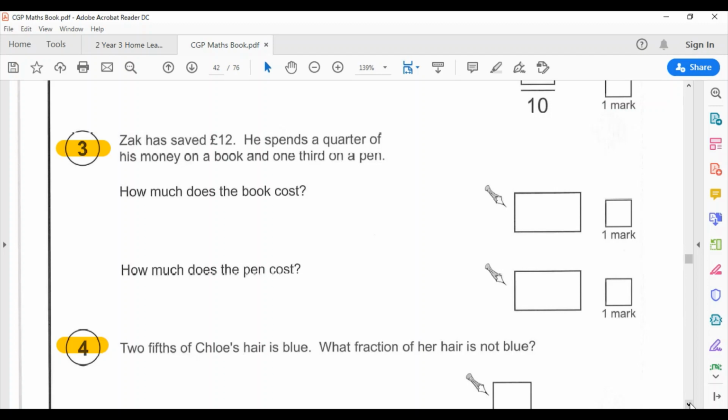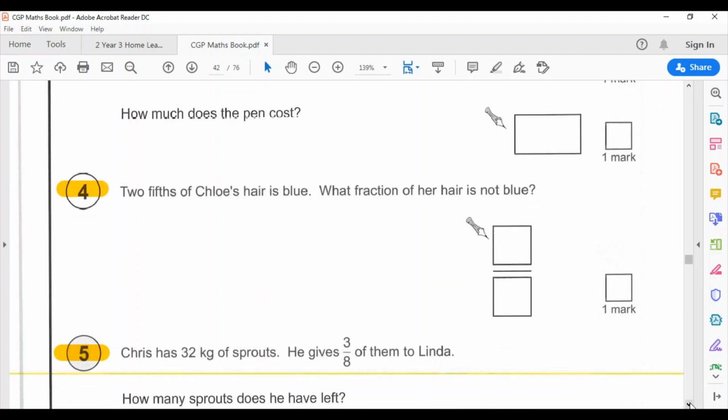So all you have to do here is first of all work out 1/4 of £12, and that is the cost of the book. And then you need to work out 1/3 of £12, and that is the cost of the pen. Because there are 2 fractions in there, it may look a little confusing, but actually it's fairly straightforward. So 1/4 of 12 is the book, and 1/3 of 12 is the pen price.